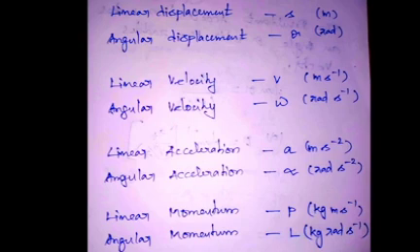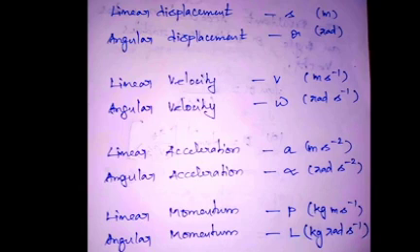So first you see the linear displacement. It is represented by S, the unit is meter. Similarly, the angular displacement is theta, the unit is radian. Then linear velocity v, that is meter per second. Therefore angular velocity is omega, radian per second. Then linear acceleration a, meter per second square. Then angular acceleration alpha, unit radian per second square.